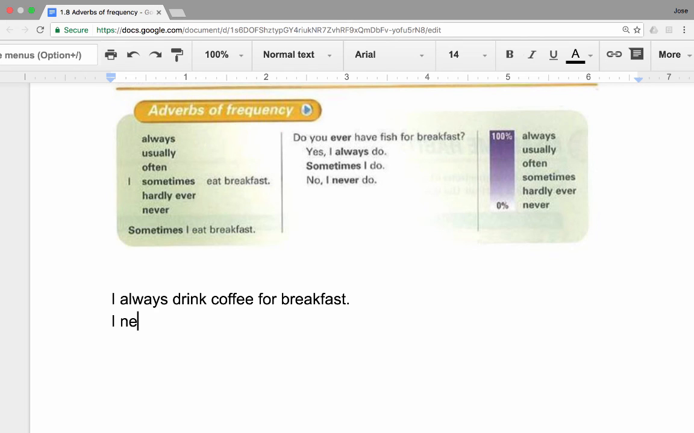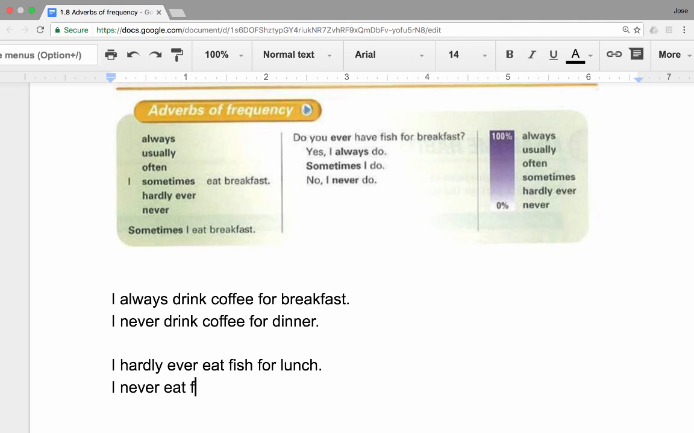I never drink coffee for dinner. I hardly ever eat fish for lunch. I never eat fish for breakfast. After you finish this activity, please share your work in our discussion forums.